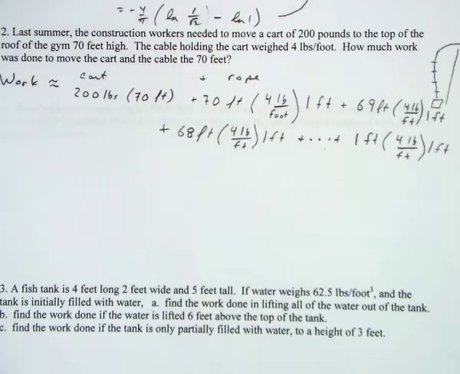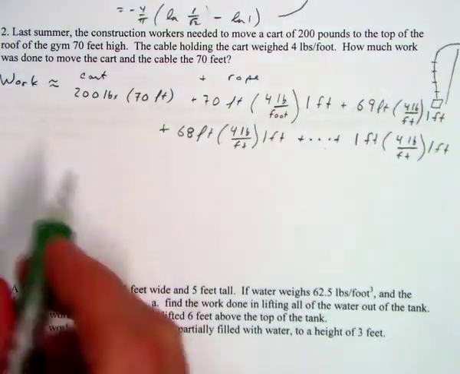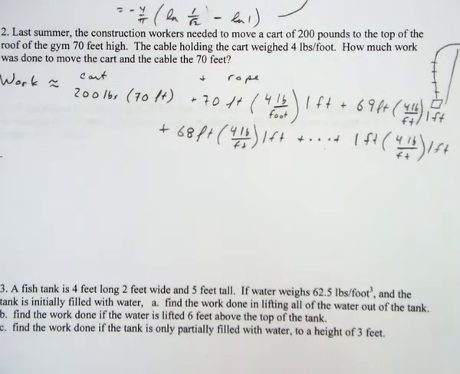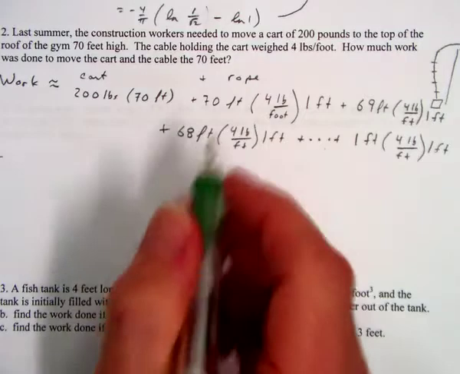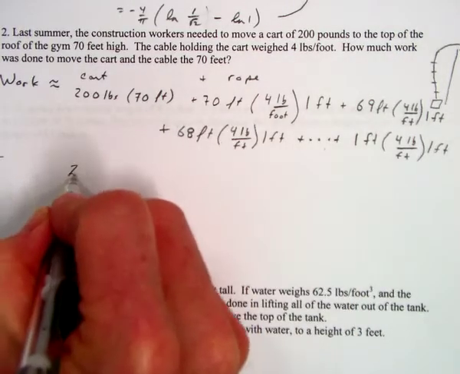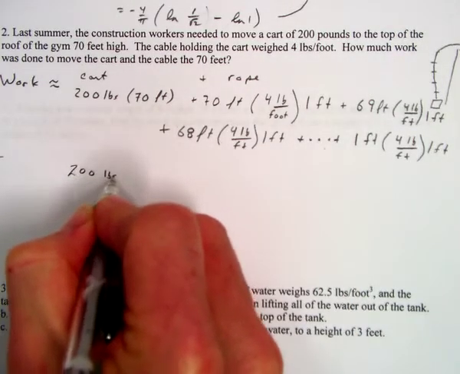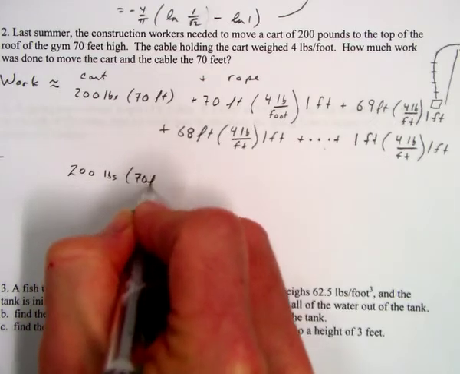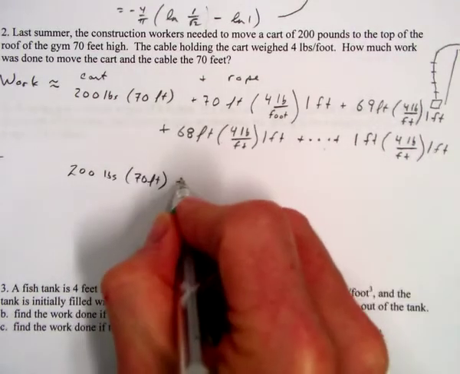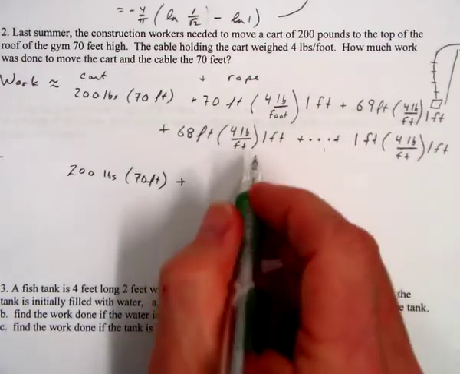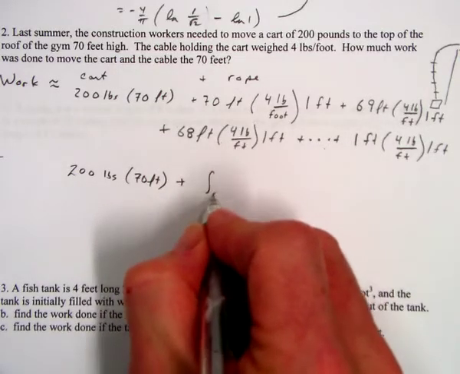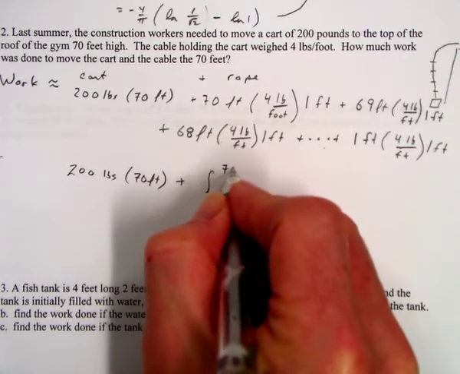How are we going to get a better approximation? We can make the sections smaller and smaller and smaller. So what do we need to do? We need to let the length go to 0, or in other words, the norm go to 0. In fact, let's go ahead and write that over here. We let the norm go to 0, so this thing becomes 200 pounds times 70 feet, so there's our cart, plus the summation of all of this as the norm goes to 0, which gives us our exact value of 0 to 70.